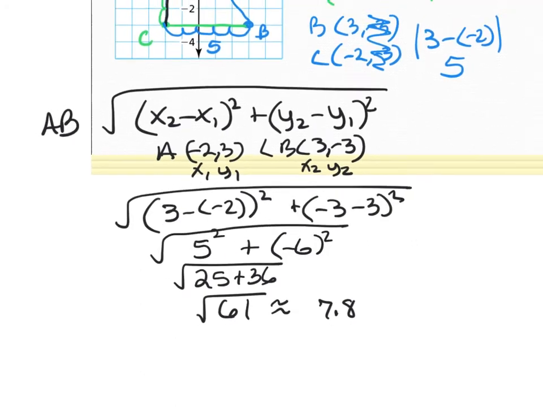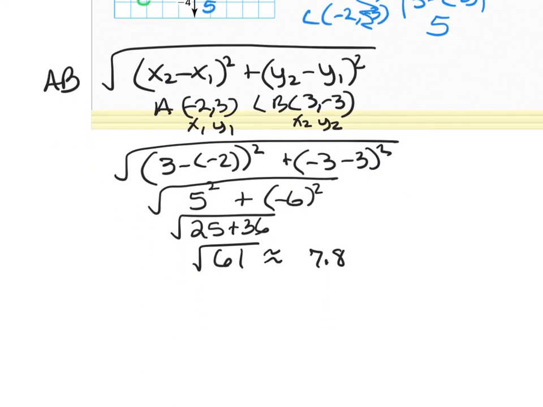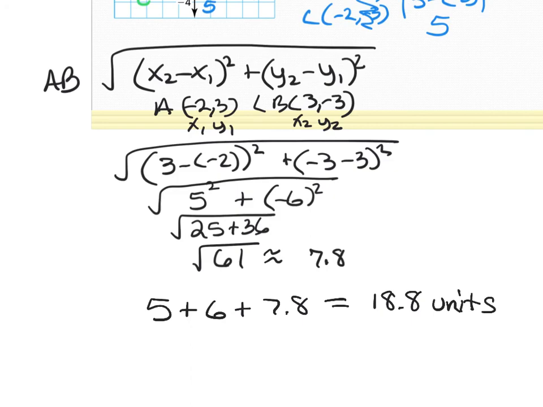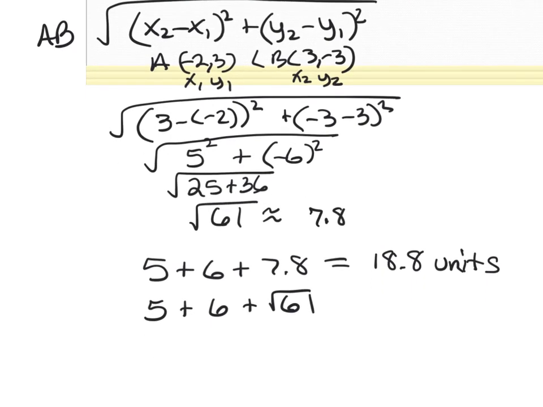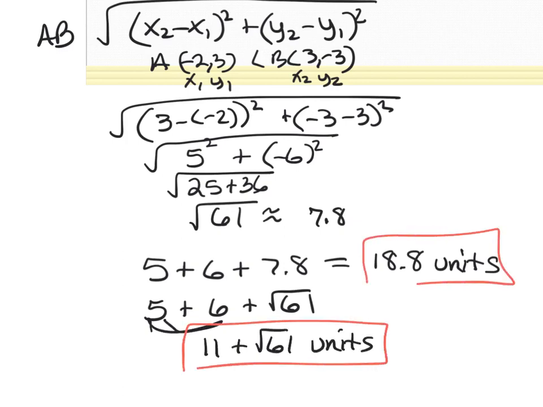The question asks for perimeter, so what I need to do is go back. I'm going to add the 5, the 6, and the 7.8 that I just got, and it would be 18.8 units. Now, if the instruction said to leave it in simplest radical form, I would add 5 plus 6 plus the square root of 61. These two I would add together and then just leave the square root of 61. So either answer, depending on how they ask you to leave it.